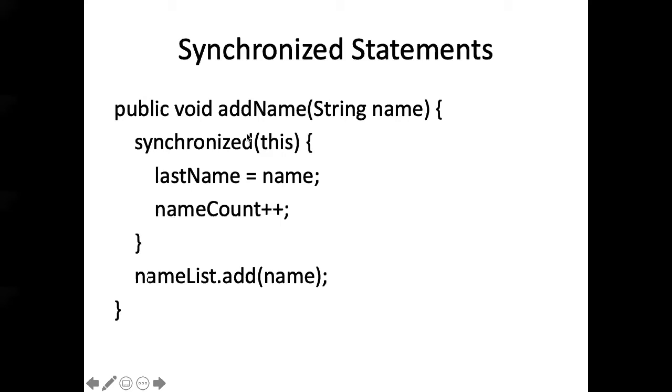I could be put to sleep after the end of this synchronized block, and then some other thread would be able to call add name and might actually end up adding its name to the name list before me. So synchronized statements are finer grained; you specify the name of an object, so that gives you the lock.